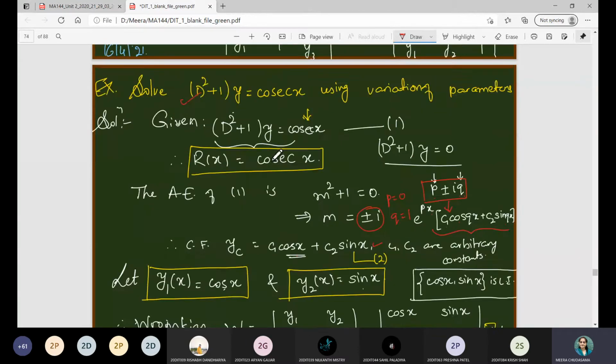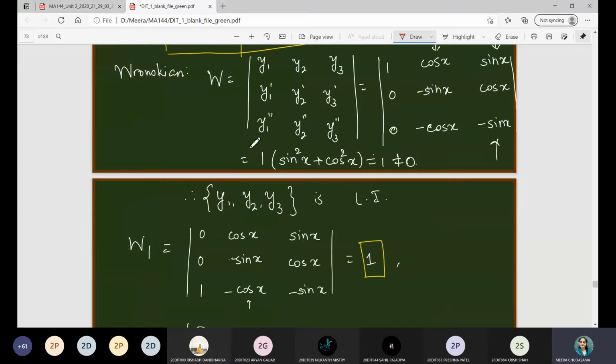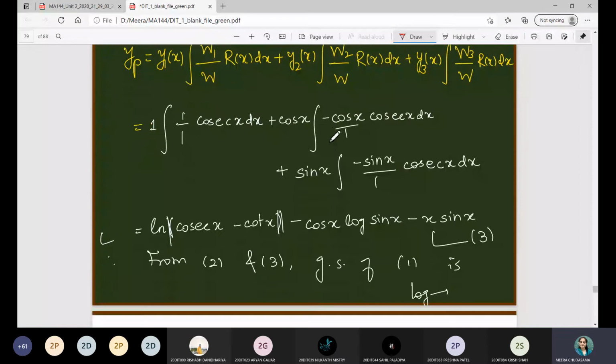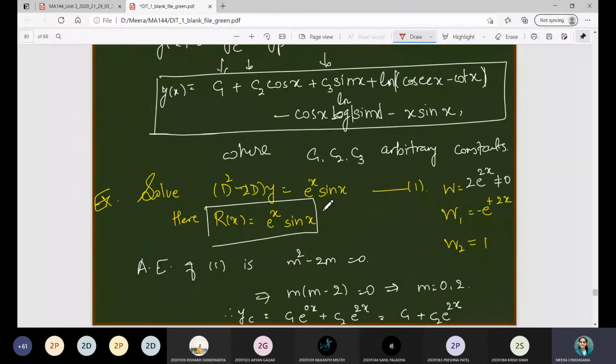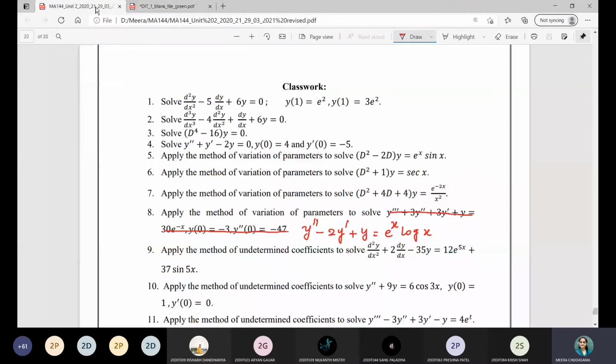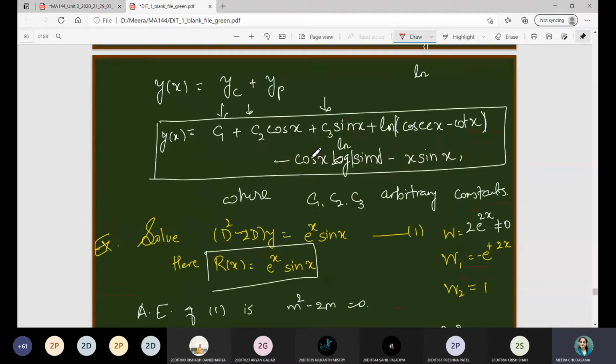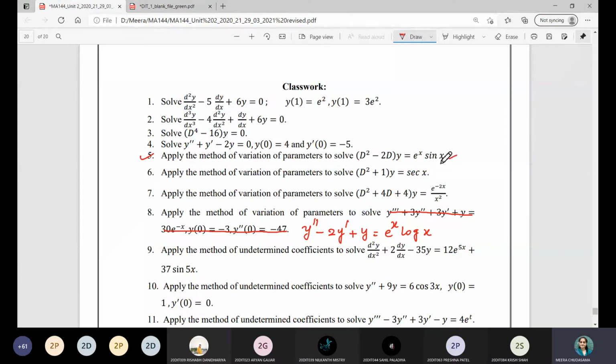The first one we took is this one. The second one is this cubic differential equation, in which the Wi's and W correspond to the 3 cross 3 determinant that we have seen. After that we considered this also. Let us see some more examples so that the method of variation of parameter gets clear to you. This we did in the last class, e raised to x sine x, which was the last example in the previous class.